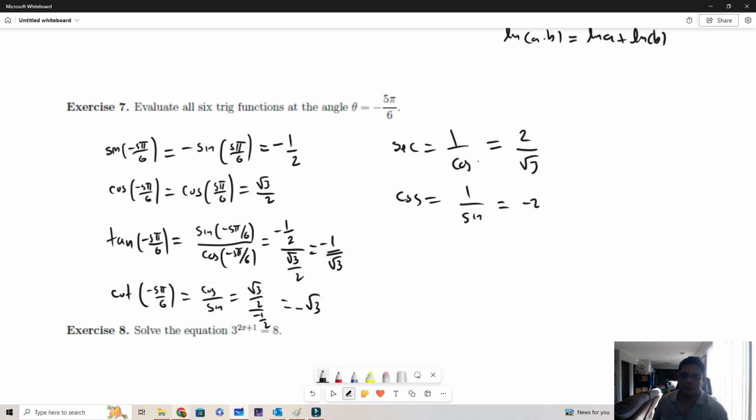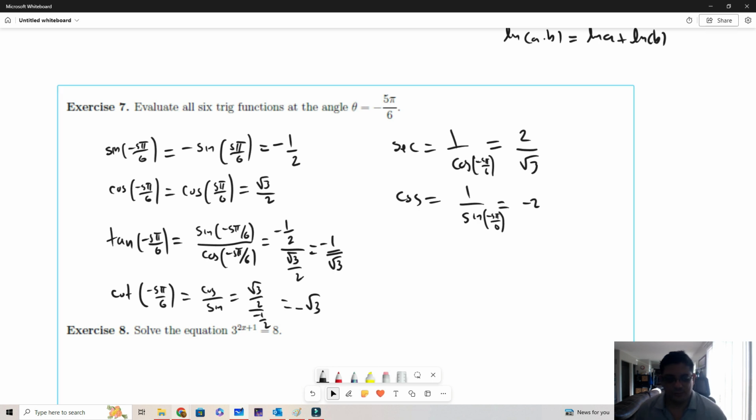And remember, of course, I'm using the same angle here. I'm not writing this out, but this is 5 pi over 6. And this is sine of 5 pi over 6. So this is just a reminder of how to use these trigonometric values.